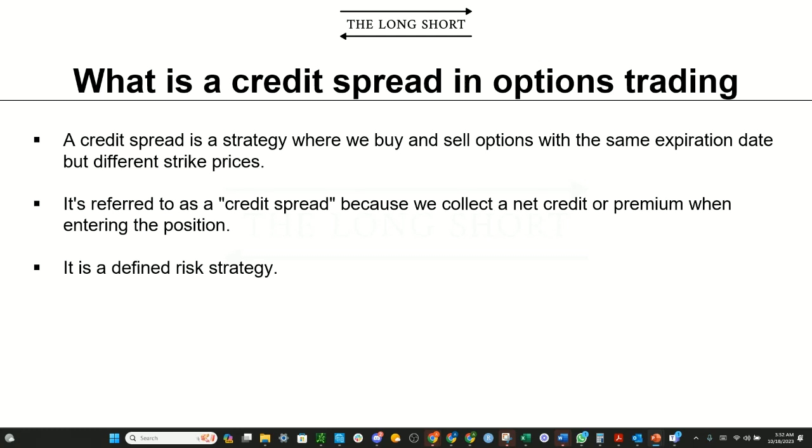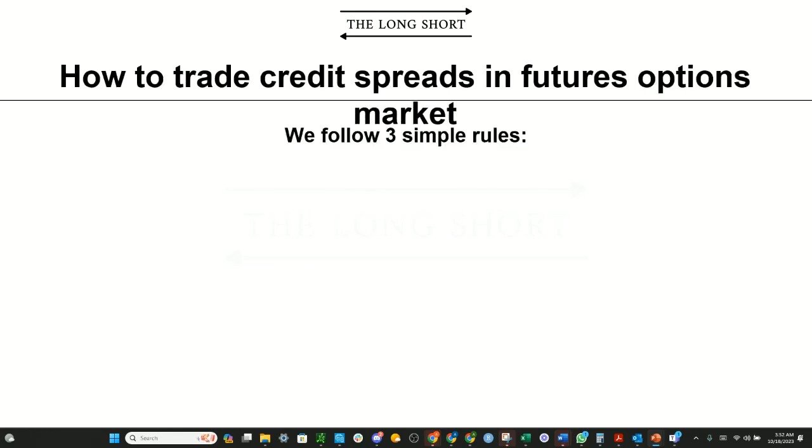Why do I say over 80% of the time we are likely to make money? Because we have probability on our side. We're selling these out of the money options to buyers who only have a 30%, 20% chance of winning by buying these. Let's move on to the platform. First, let's go over how to trade these credit spreads in the futures options market.